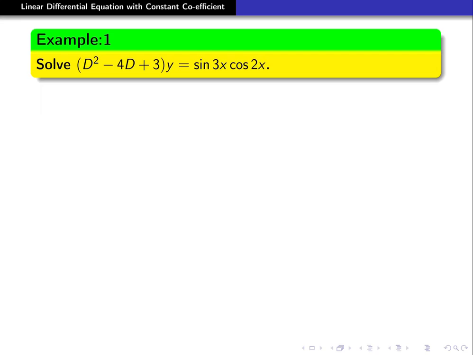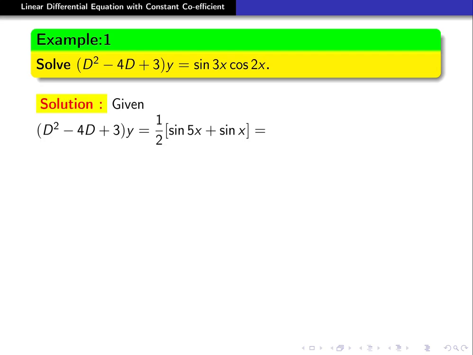So problem number 1. Solve (D square minus 4D plus 3) y is equal to sin 3x into cos 2x. So we know the formula sin A cos B is nothing but (sin(A plus B) plus sin(A minus B)) divided by 2. So therefore we can use the formula here. A is equal to 3, B is equal to 2. So we'll get 1 by 2 into (sin 5x plus sin x), split into two terms.